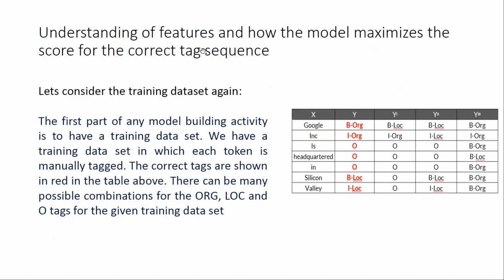So, understanding of features and how the model maximizes the score for the correct tag sequence. Let's consider the training dataset again. So this is our training dataset. The first part of any model training activity is to have a training dataset. We have a training dataset in which each token is manually tagged, and the correct tags are shown in red in the table above. So this is the table.